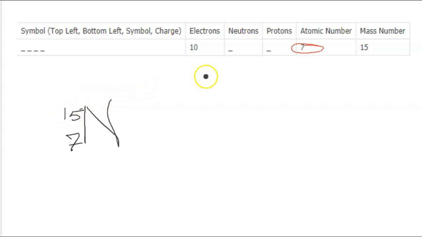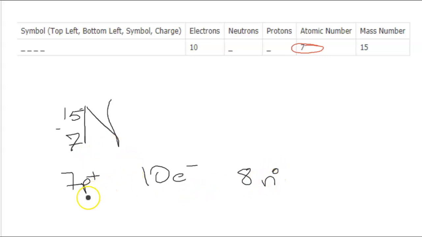Okay. When I look at my symbol then, I've got nitrogen, 7 protons. That's the same as the atomic number. I know that I have 10 electrons, and I'm going to need that information in a minute. And I have a mass number of 15. So to find my neutrons, I take my mass number minus the 7. So 15 minus 7, and that tells me I have 8 neutrons.